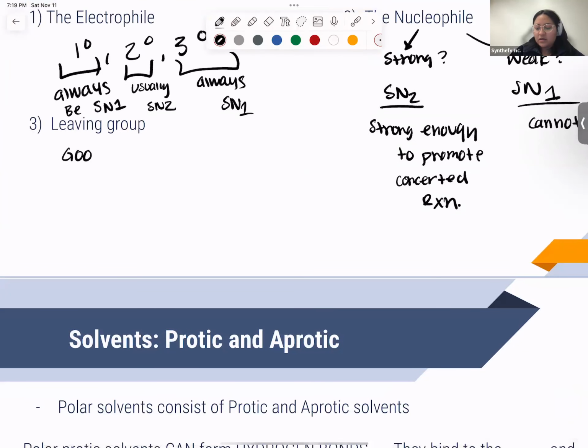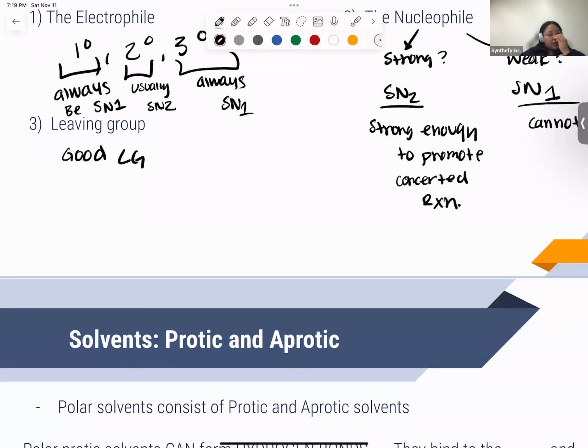Now, let's look at the leaving group. You need a good leaving group, especially for SN1. Even if you have a bad leaving group, the reaction may not occur, but it's more likely to occur with SN2. It's not necessarily a requirement to have a good leaving group for SN2, but usually you will not see a bad leaving group.